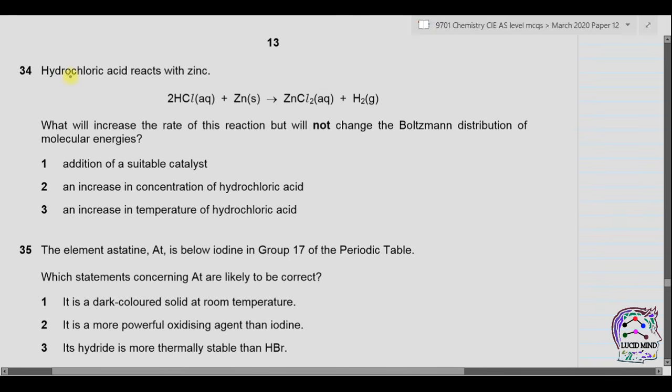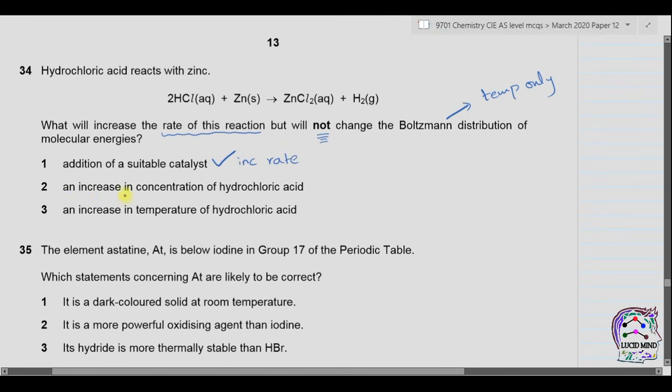Question number 34. Hydrochloric acid reacts with zinc. So acid plus metal gives salt and hydrogen gas. What will increase the rate of this reaction but will not change the Boltzmann distribution of molecular energies? So we know that the Boltzmann distribution of energy is actually affected by temperature only. It is not affected by catalyst. Part 1. Addition of a suitable catalyst. Yes, catalyst reduces the time taken in order to make the product, so therefore it increases the rate of reaction.